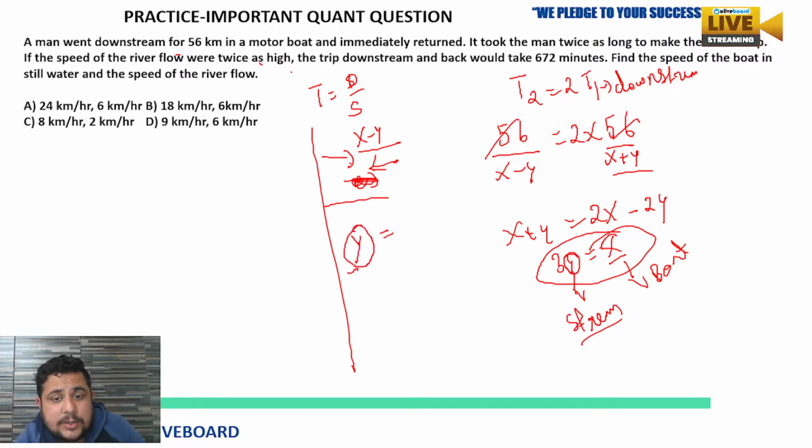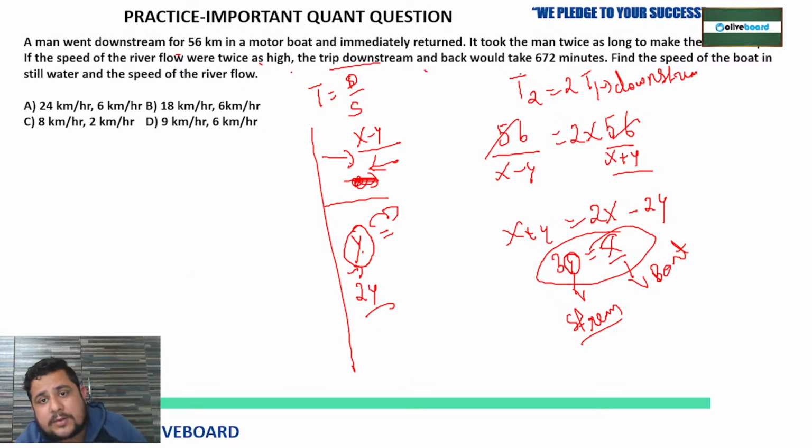Okay, the speed of the stream, the river flow, is just what? It's getting doubled. Means earlier it was y, so now it is 2y. Okay, the trip downstream and back would take 672 minutes.